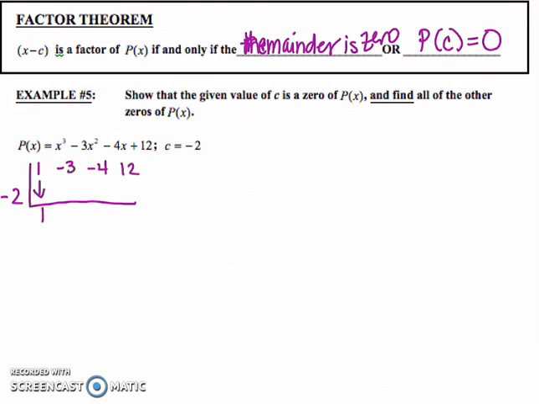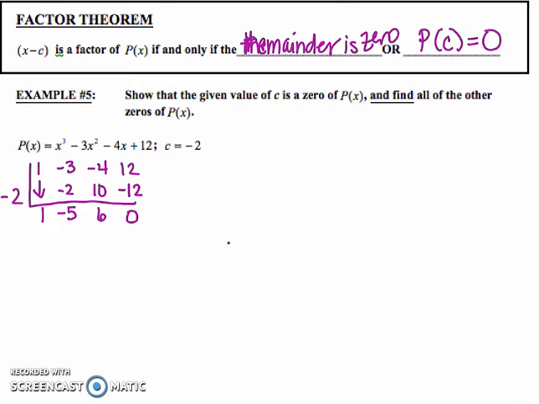I'm going to drop down my 1. -2 times 1 is -2. I add and get -5. -2 times -5 is +10. I add and get 6. -2 times 6 is -12. I add and I get 0.